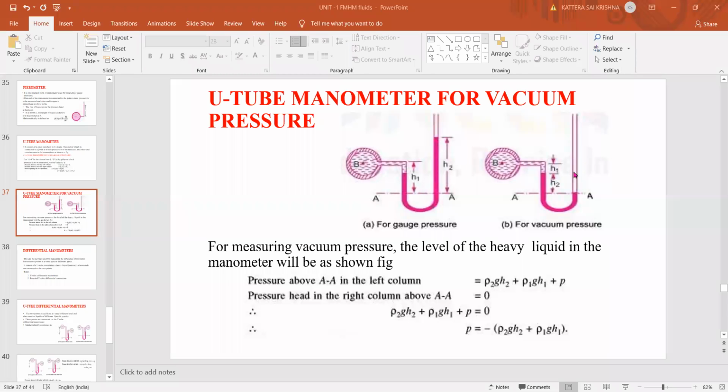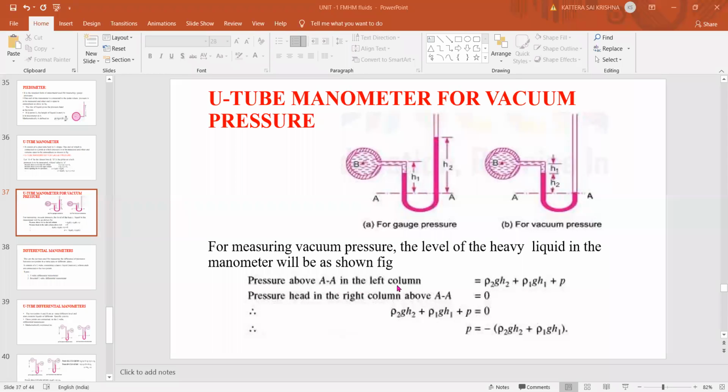In the vacuum, pressure is 0. This column, the right limb column, we have pressure as 0. So what you'll get? The pressure head in the right column above the datum line is equal to 0, since we don't have any fluid here. Suppose if you have any fluid here like this, you'll get that term here. Right. Now check for this one. Left limb, if you want, what will you do?